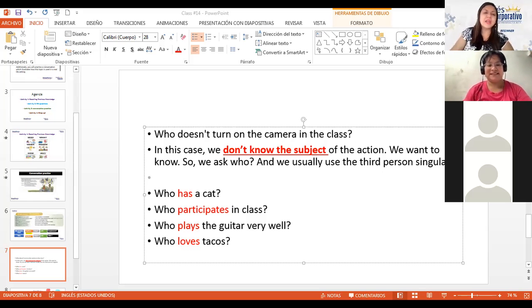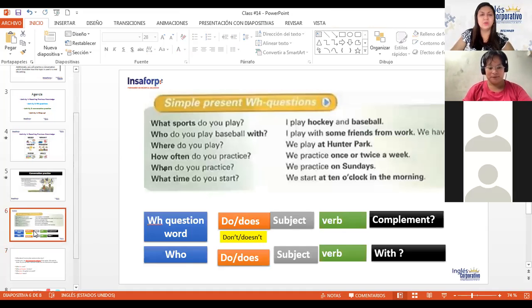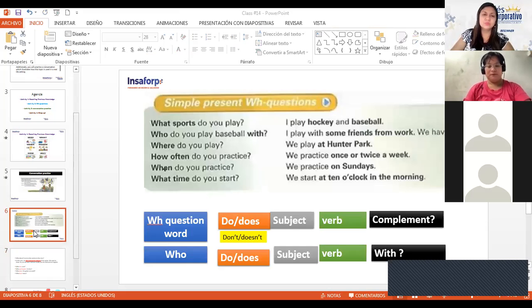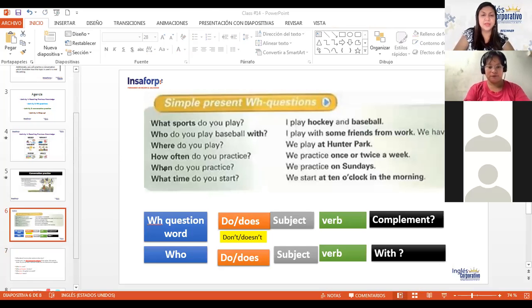Now let's practice using the negative form. Okay? Para preguntar no, ¿quién no? ¿Cuándo no? ¿Dónde no? ¿O por qué no? Okay. For example, why don't you go with me? ¿Por qué no vas conmigo? Why don't you go with me?